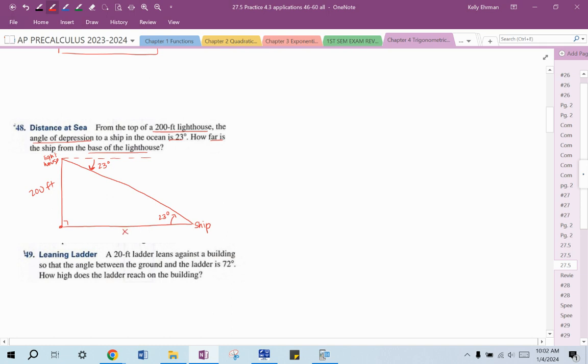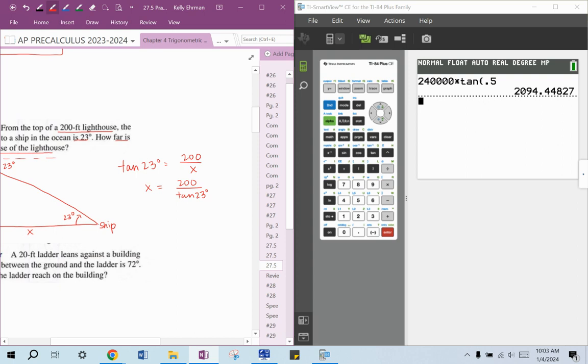We're using tangent again because we have opposite and adjacent. This is a short little problem. The tangent of 23 degrees is equal to 200 divided by x. X is in the denominator, so you multiply it out, and then divide by tangent of 23. We do that a lot, so I don't always show that step. 200 divided by the tangent of 23 is about 471.170, measured in feet because that's what the lighthouse height was measured in.